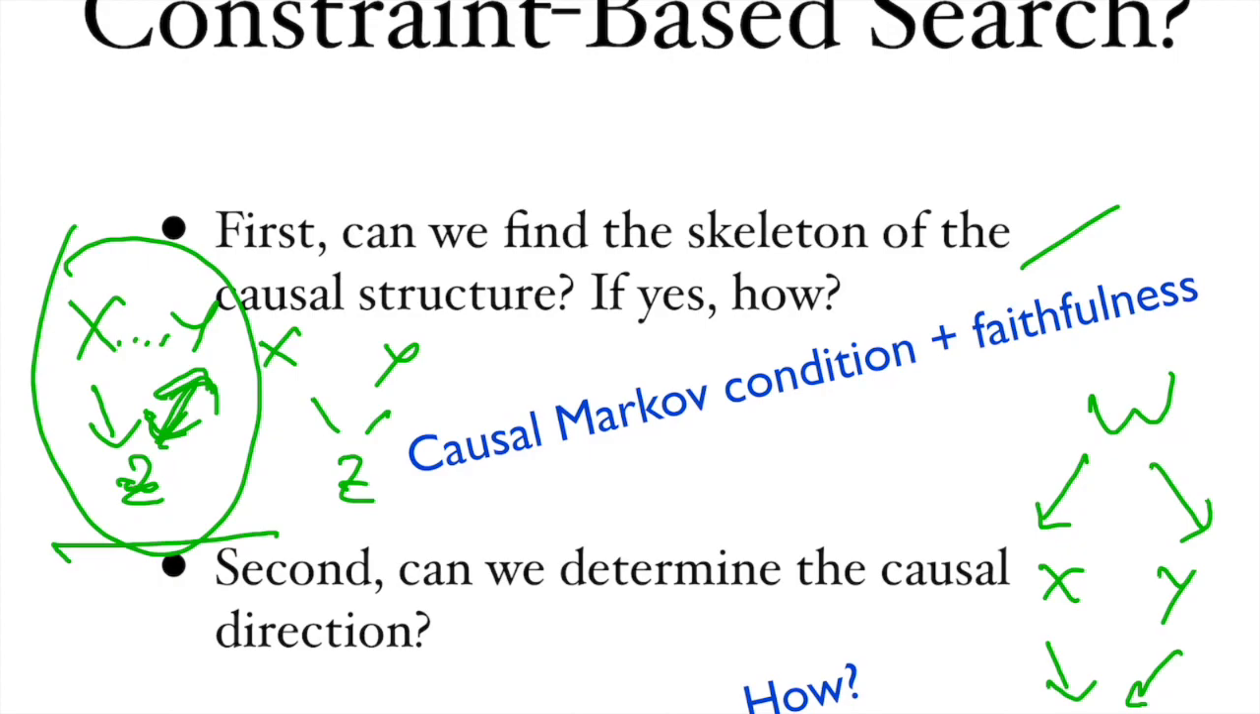So if I have the skeleton, then I know the direction between X and Z and between Y and Z. Why? Because if the direction goes this way, now X and Y will be conditionally independent given W and Z. This is totally different from what I get. Originally, X and Y are independent given only W; the conditioning set cannot include Z. But if I change the direction this way or this way, X and Y are independent given W and Z. That's why we can determine the V structure.